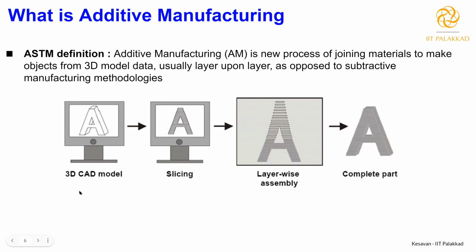If you look at it in detail, before making a component, you have to start with developing a 3D CAD model. Then there are several processes involved before you start manufacturing, or before you make the component, like slicing, layer-wise assembly, and optimization, and several other processes, which we are going to discuss in coming slides. So in additive manufacturing, what you see on the computer is exactly what you are going to get after the printing. It's called what you see is what you get. So this is additive manufacturing.